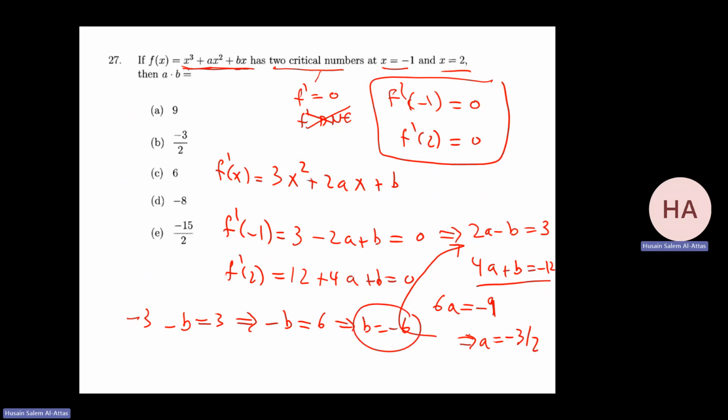So this is b and this is a. Two equations, two unknowns. Solve it the way you like. So what does he want? He wants a times b. A times b will be minus 3 over 2 times minus 6, 18 over 2, which is 9. So that will be the answer.